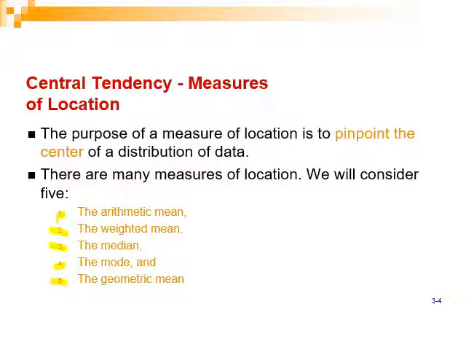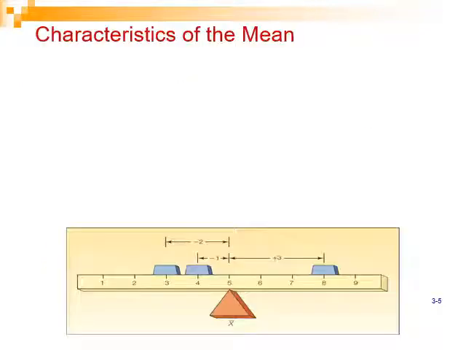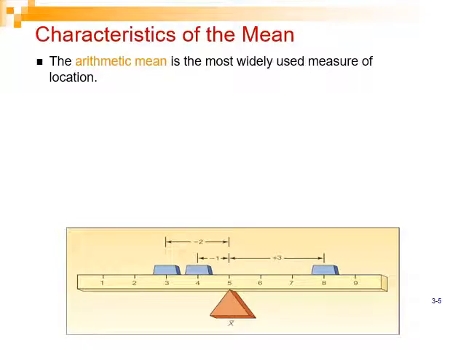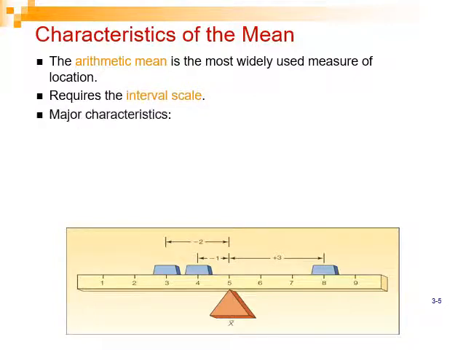Of course, there are more than 5 measures of central tendency, but in this course we concentrate on the 5 most common. We will begin with the arithmetic mean, or the mean. The arithmetic mean is the most widely used measure of location. It requires an interval scale. Recall again the 4 measurement scales. We have an interval scale.